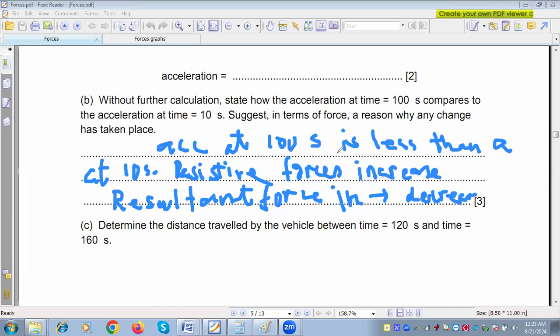So this is 1 mark for writing whether the acceleration at 100 seconds is greater or smaller, then the reason, and then the conclusion of this. So this carries 1 mark. Later on you have to calculate the distance traveled by the vehicle between time t equals 120 seconds and time t equals 160 seconds. The working for that part is already done. I will just show the working of this part.